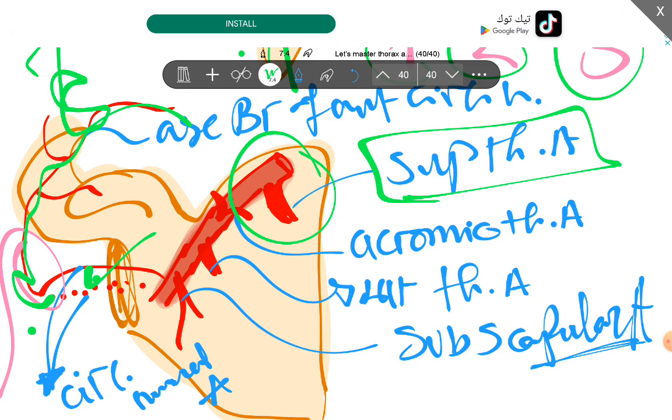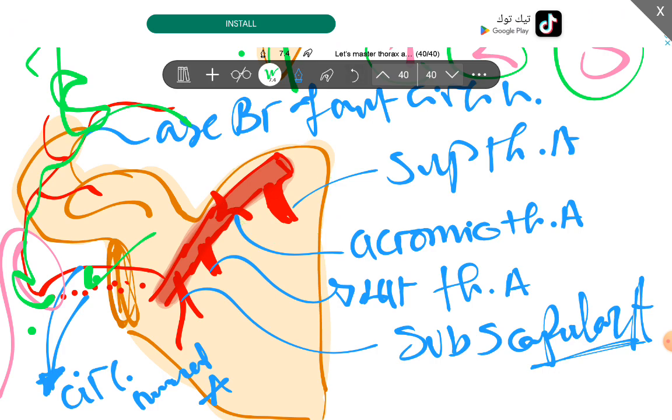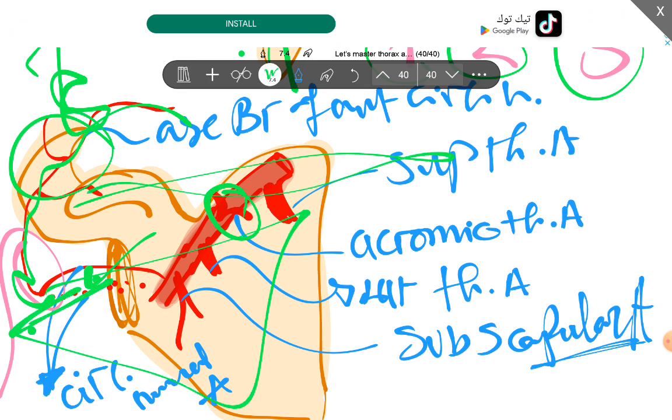Again, the second part, the first branch pierces the clavipectoral fascia, and it gives 4 branches. Acromiothoracic, so acromion, clavicle, pectoral muscles. That is here in the bicipital groove. And the last one is for the deltoid.